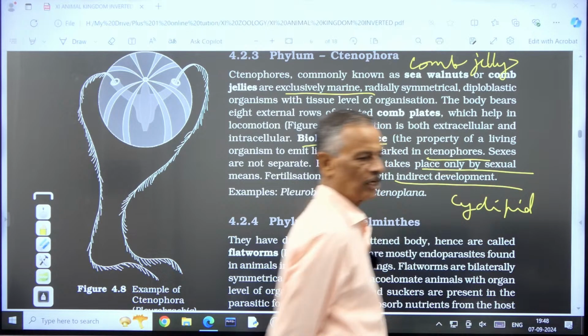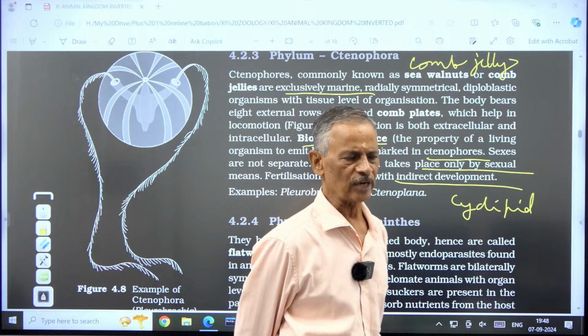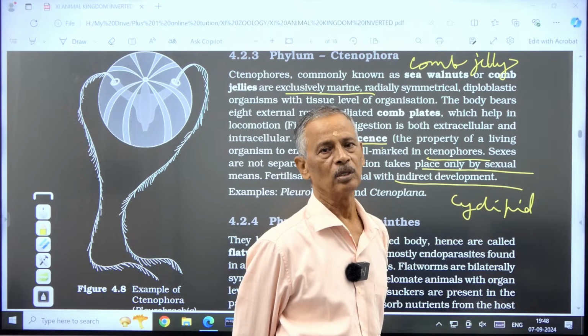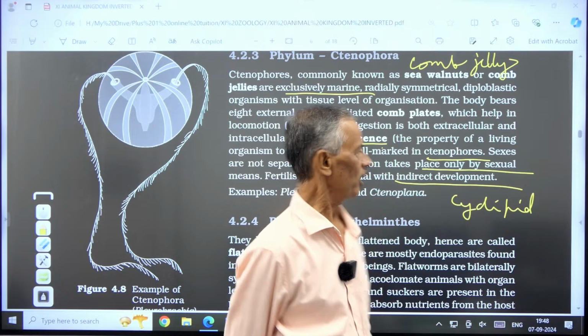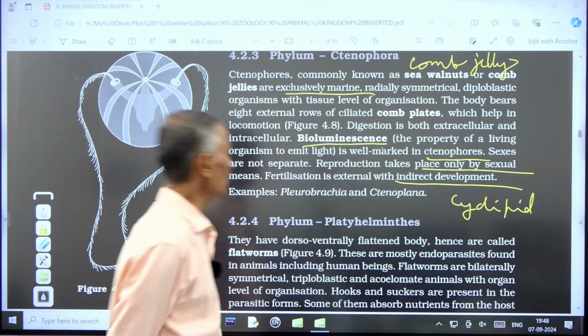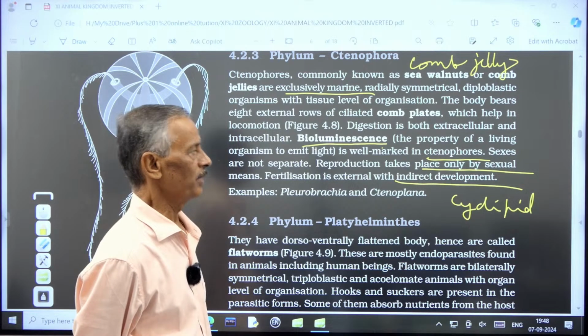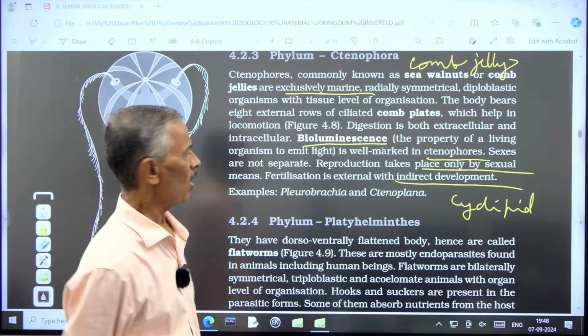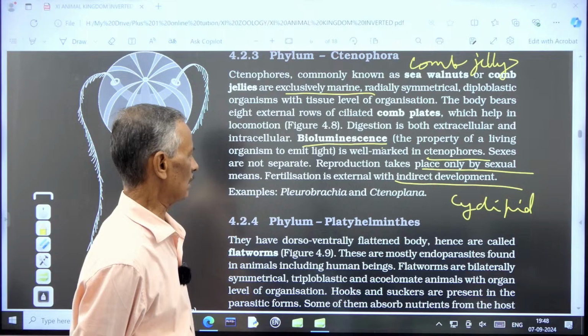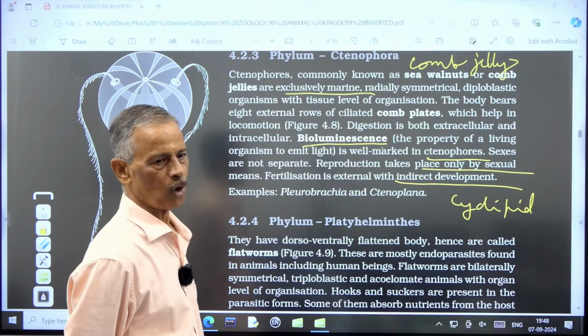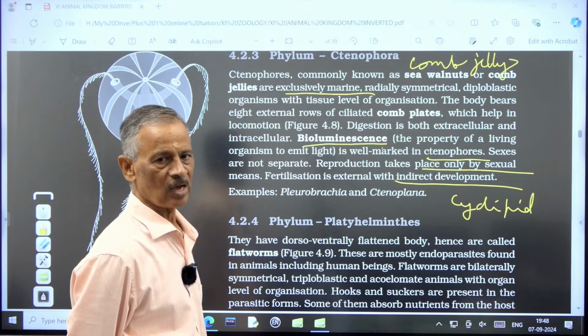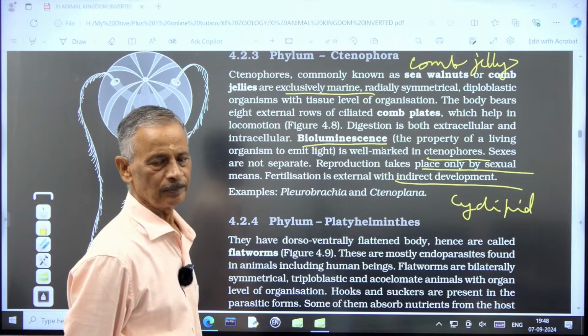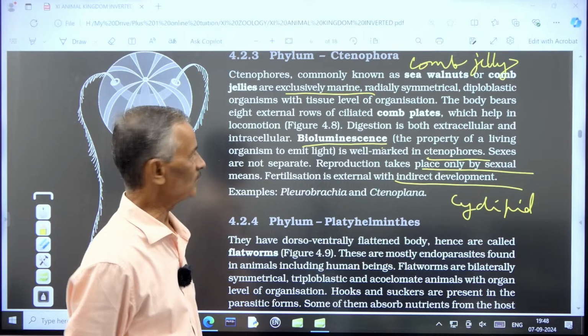See, I will be telling you some points which are not explained in your book. You have to take it down. So, indirect development means there is a larva stage. Fertilization is outside their body. Gametes come out of the body and fertilization takes place outside.